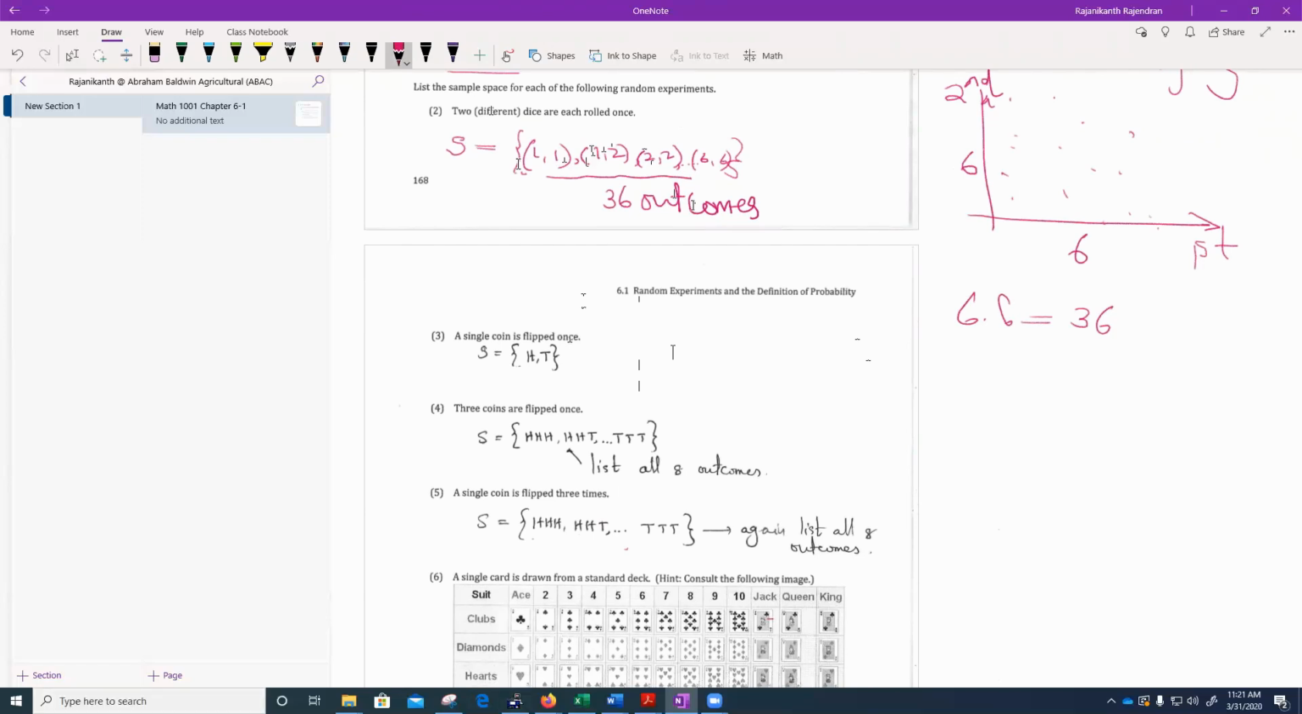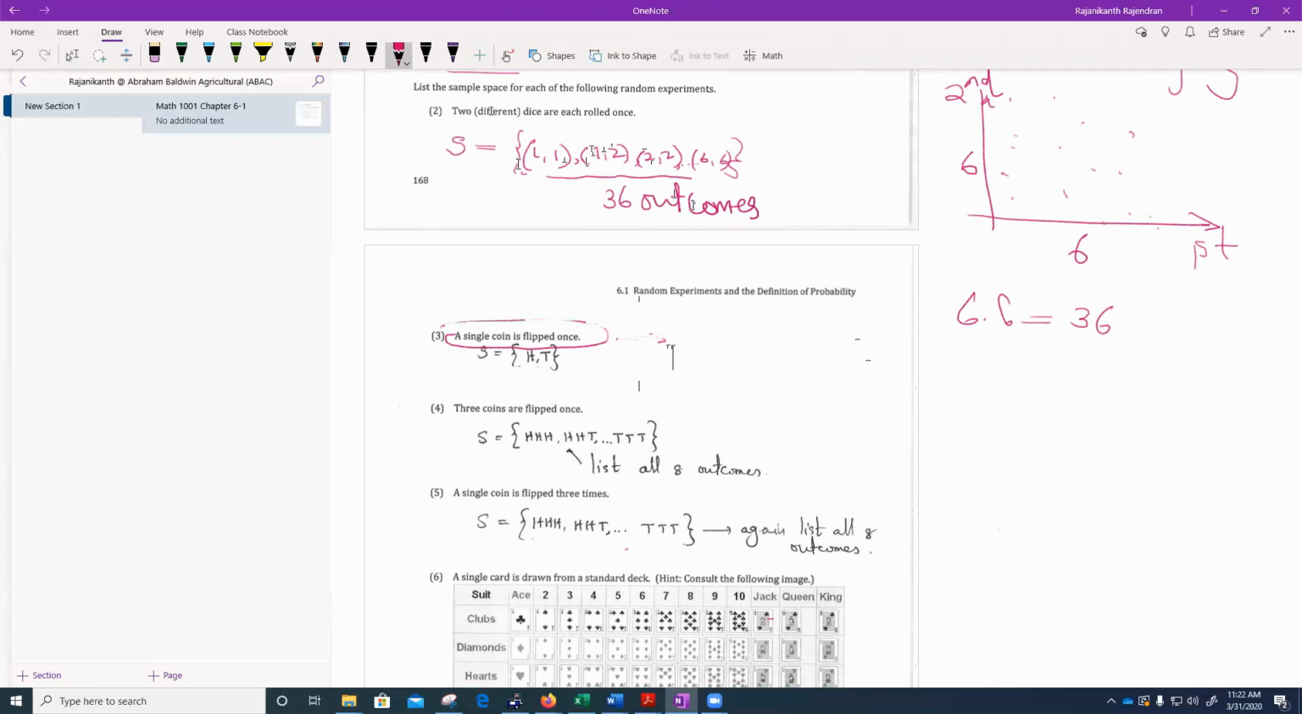Now here, this is my experiment now. A single coin is flipped only once. Therefore, possible answers, you may have heads or tails. Therefore, 2 possible answers. So I'm putting under the parentheses and collecting both possible outcomes, which is called my sample space S here, heads and tails. Okay. But look at number 4.